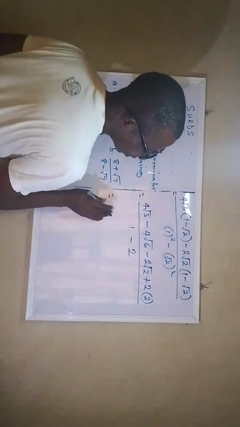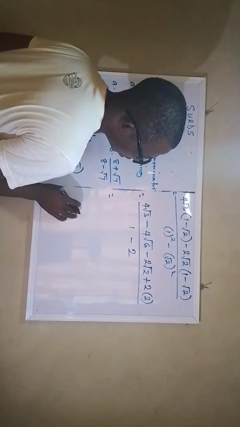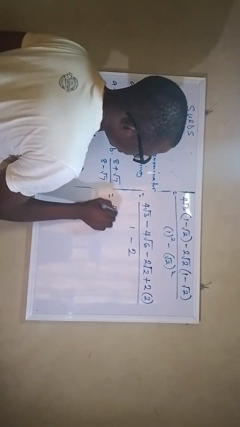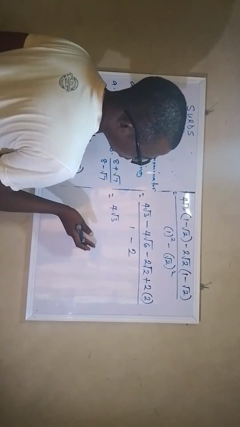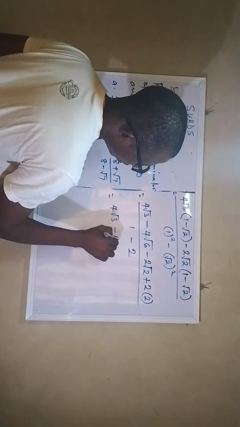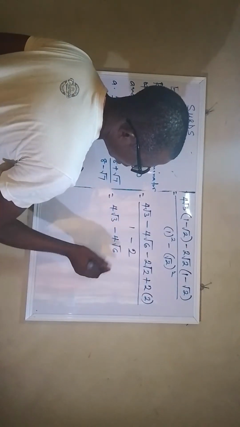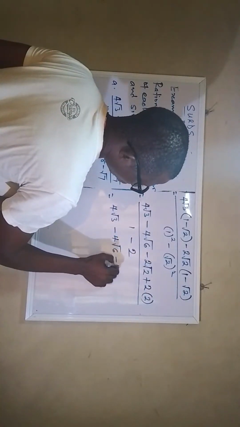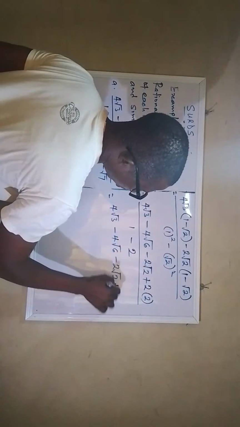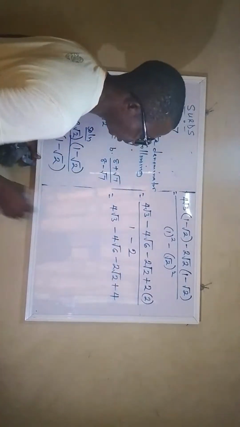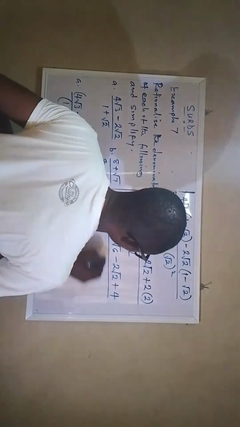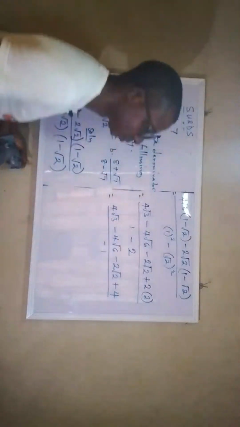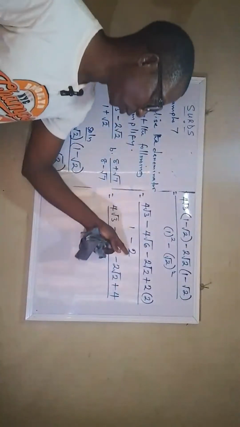So now let's look at those that are similar. So we have 4 square root of 3. Okay, that's the only one we have. Minus 4 square root of 6. So nothing is similar. So we have minus 2 square root of 2 plus 4. Okay, so everything all over minus 1, because 1 minus 2 is minus 1.